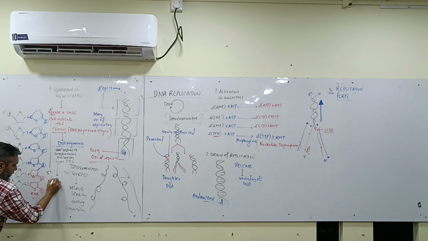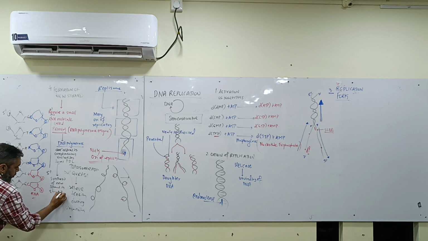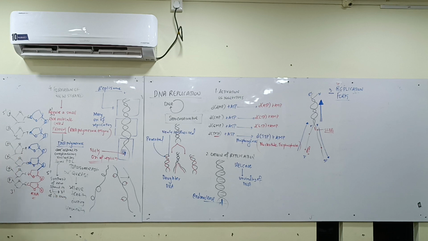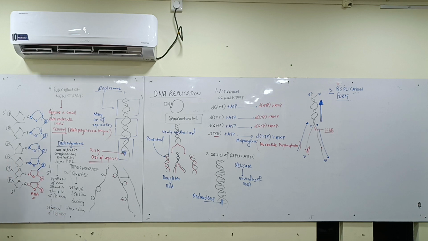And there is a synthesis of new strand in which direction? 5' to 3' of its own direction. Finally क्या होगा बच्चों? There will be removal of the primer और उसकी जगह पे क्या लगाया जाएगा? DNA molecule. And final step में कुछ enzyme होगी that will be doing proofreading.